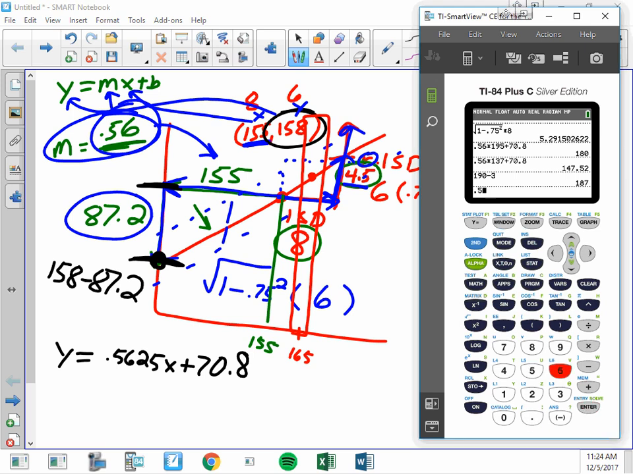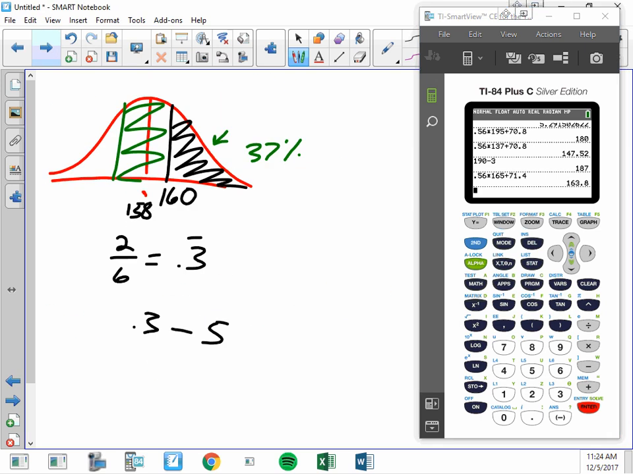So 0.56 times 165 plus 70, what is it, 71.4, is that what you guys were getting? Okay. And I get the new average of 163.8. So now I create a new normal curve, and the average is 163.8. Does that make sense? Okay, what is the SD of this curve? Because it's no longer 6.